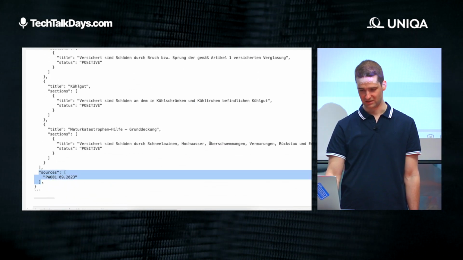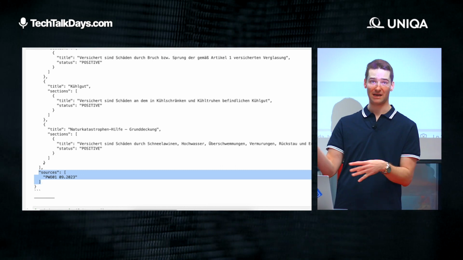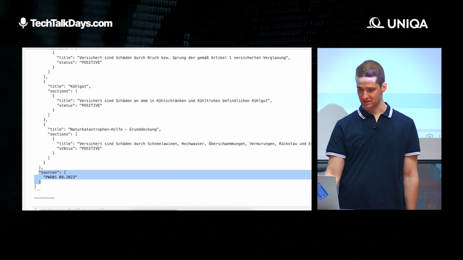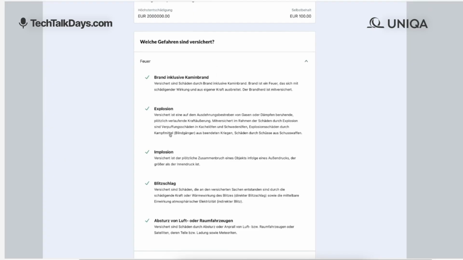You also see it mentions the source. And by looking it up, you can see that all of the content is actually in that source. And this is the JSON structure which we are rendering. And now I can show you here. This is the myUNIQA view.